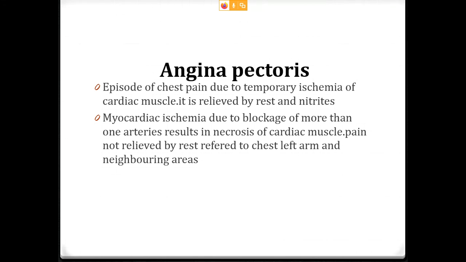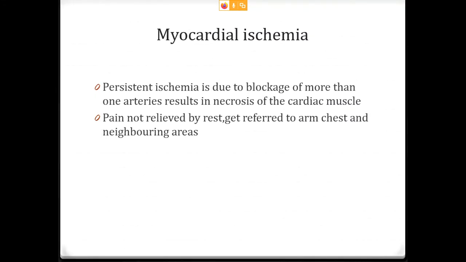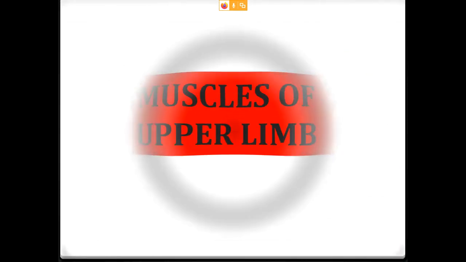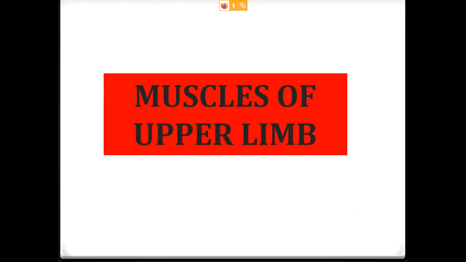Okay, these are the things we're going to study in the cardiovascular system. Then come to the myocardial ischemia. These are all the clinical aspects you can study one by one, and they are very helpful. Then coming to the muscles of upper limb, what are the muscles you can identify? The muscles which are very important for paramedical students. As I am doing this video for paramedical students, try to concentrate on these muscles.